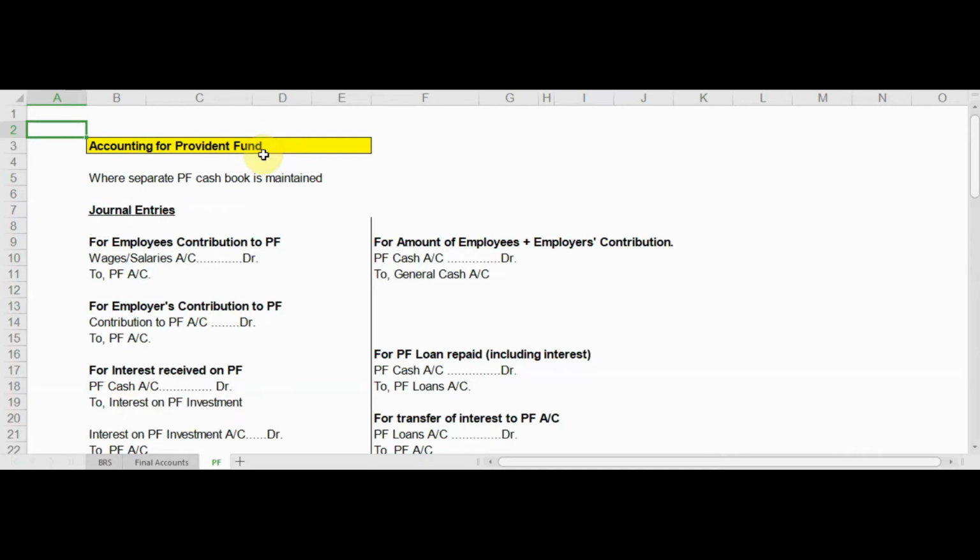We will also learn about preparing PF balance sheet. Well, we will start our discussion where separate PF cash book is maintained.